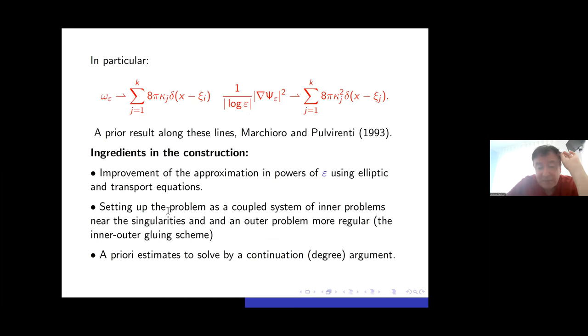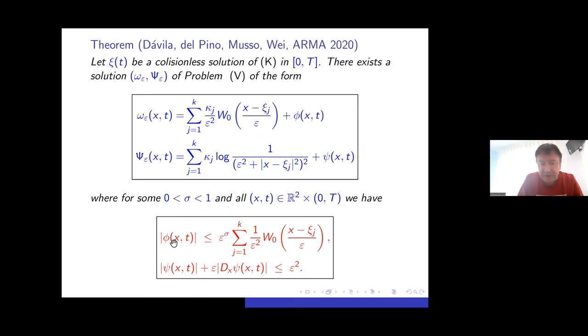So in particular, what we have is that the vorticities approach, as epsilon goes to zero, naturally, the singular solution, and the density of the kinetic energy approaches the corresponding combination of Dirac deltas. Let me tell you that there is a previous result. Do you mean that these solutions exist for all sufficiently small epsilon? Yes. The solutions exist for every sufficiently small epsilon. You have a solution of this form, such that as epsilon goes to zero, the remainders give you this.